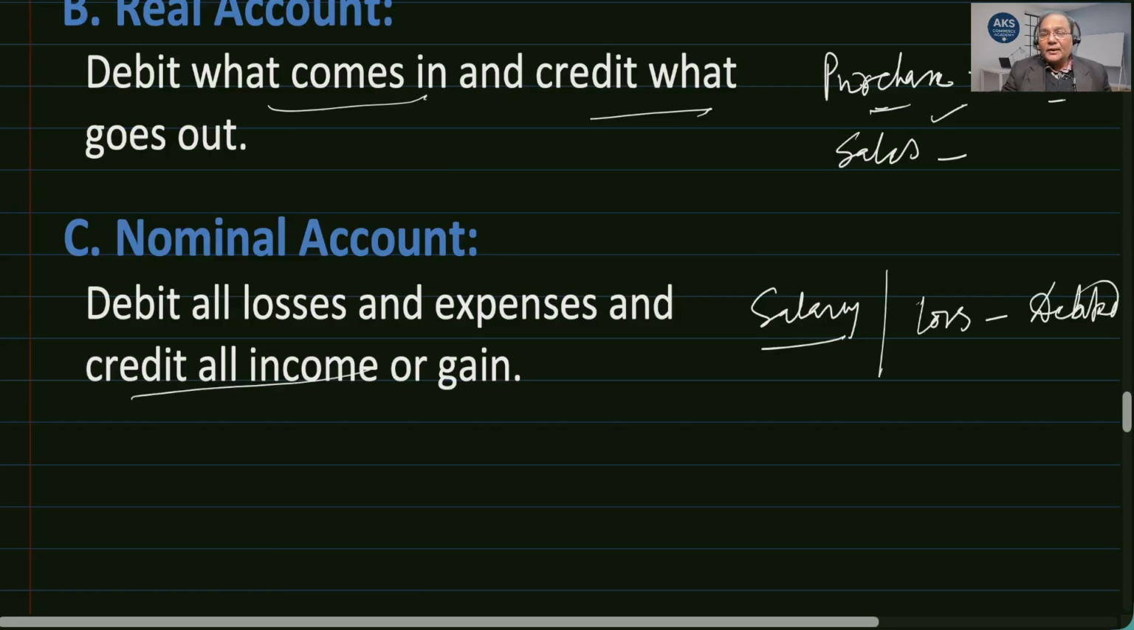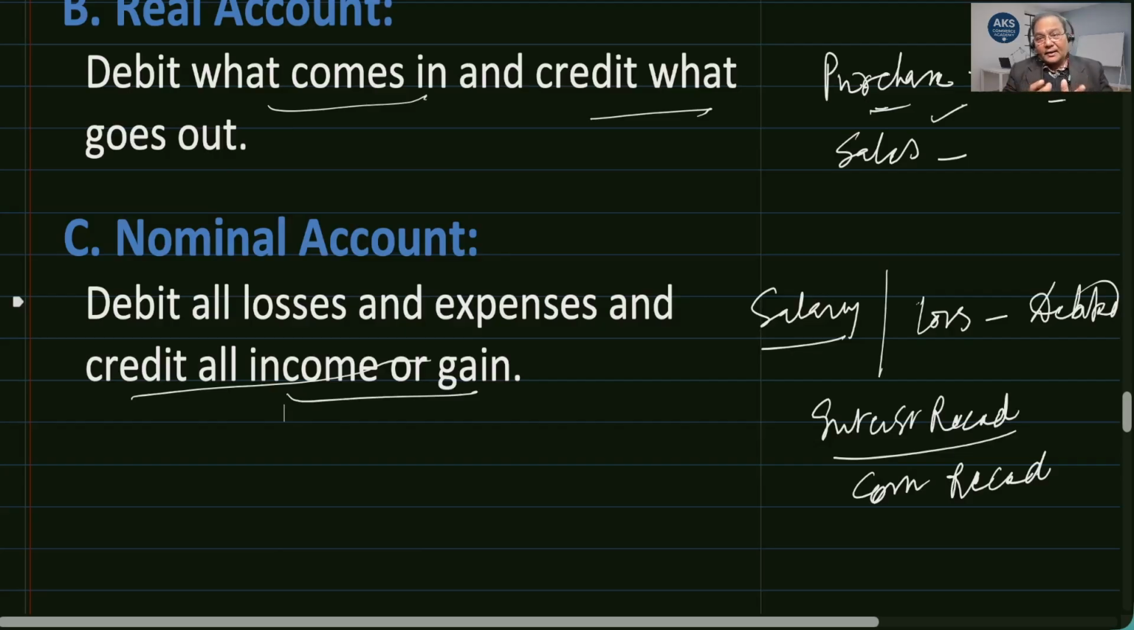Whereas credit all income and gain. If there is any income, it requires to be credited. For example, interest received is an income. Commission received is an income. So it requires to be credited. So income or gain are credited, and expenses and losses are debited, as the account falls into the category called nominal account.